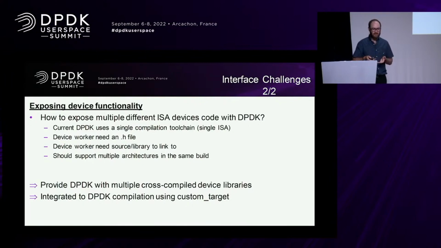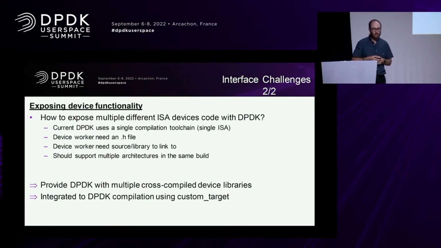Another fact is that the device workers that are implemented, they need some H file, right? They need to run our interface. And another need was the source. We don't want to provide the sources. We want to provide an already compiled library for them to link to. And as I said, we need to support in the same project multiple architectures on the same build.